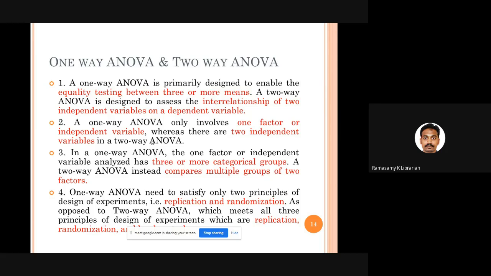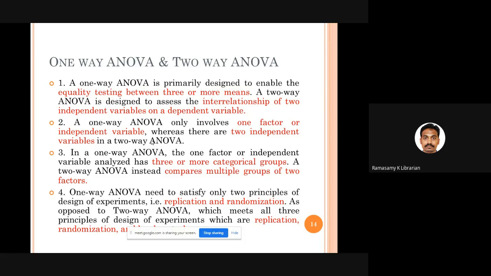So when you want to do that kind of analysis, you can go for two-way ANOVA. In two-way ANOVA, we have 2 independent variables, and their individual and combined effect is studied on a single dependent variable. That is called a two-way ANOVA. It is very clear to you.